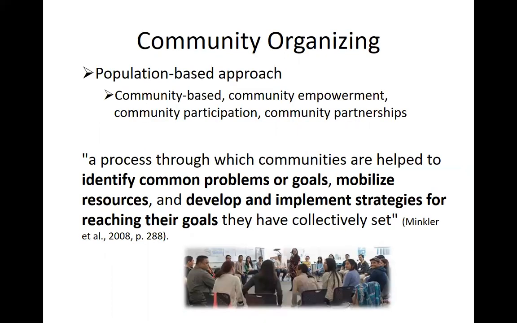By definition, community organizing is a population-based approach. It encompasses these components of being community-based, so really at the core, in the community that is being served, that it is being empowered. So community empowerment, participation, and community partnerships. All of these are important to community organizing.